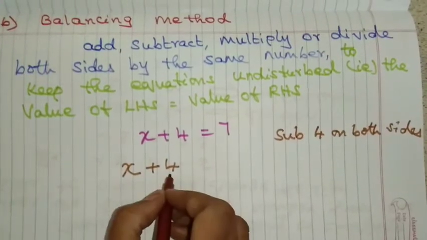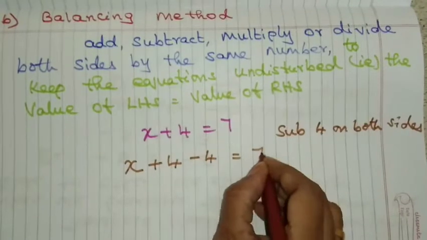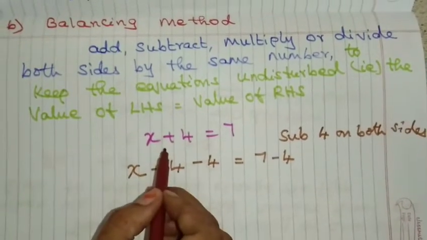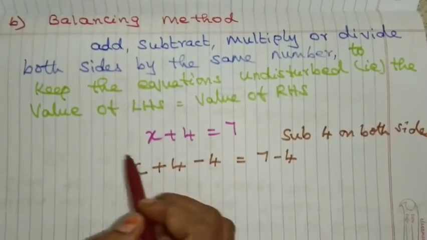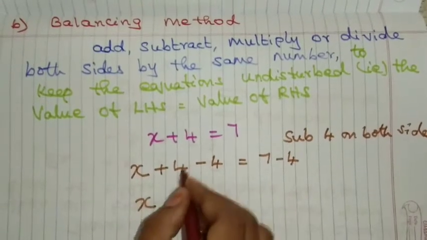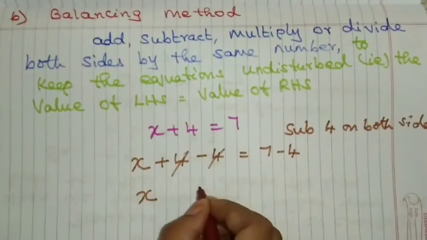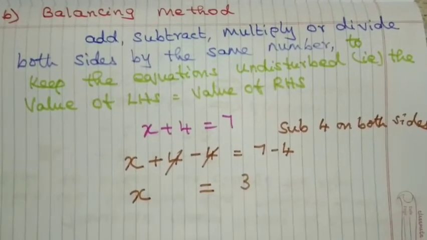So x plus 4 minus 4 is equal to 7 minus 4. If you have a negative sign, you will add. When you multiply, you will divide. When you divide, you will multiply. Now what happens? X is as it is. Plus 4 minus 4 becomes 0, so it gets cancelled. It is equal to 7 minus 4, which is 3.